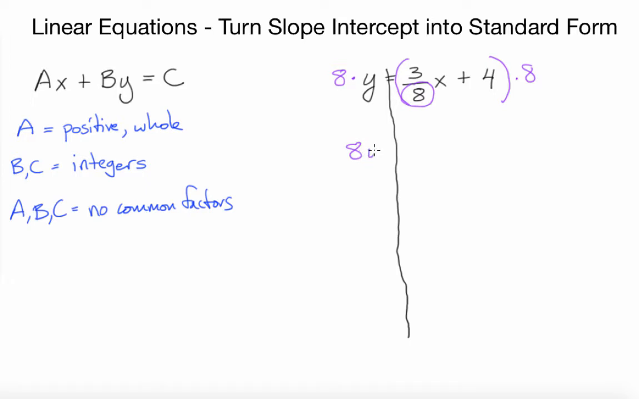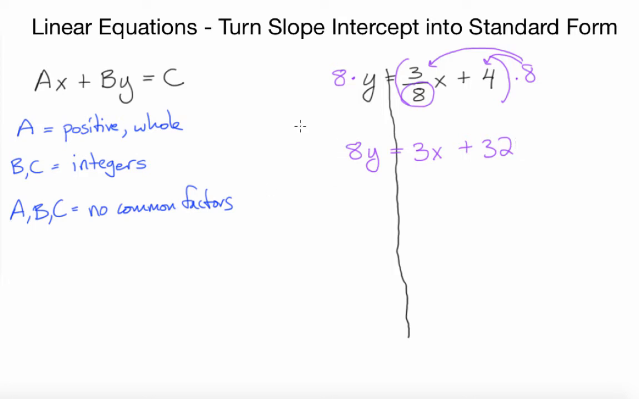So left side is easy. It just turns into 8y. And if I distribute that 8 there, 8 times 3/8 just turns into 3. The 8 times 8 divided by 8 cancel each other out. So I'm just left with 3x plus, and then I distribute the 8 to the 4 as well, plus 32. So all I did was make everything on both sides bigger by 8, and now we have no fractions. I'm feeling better about that.